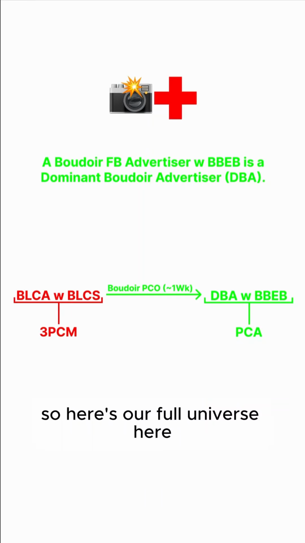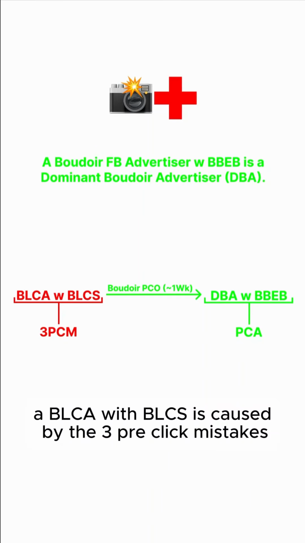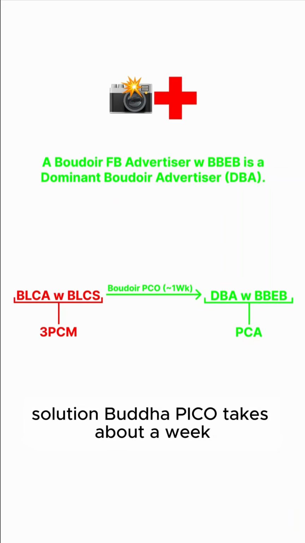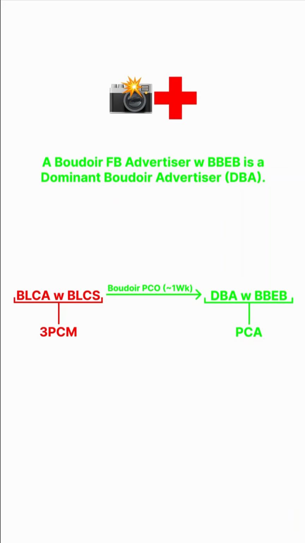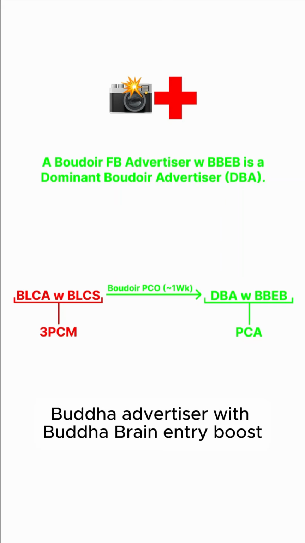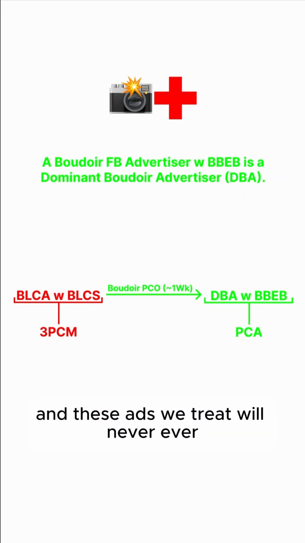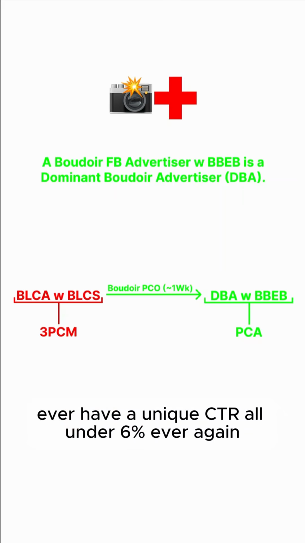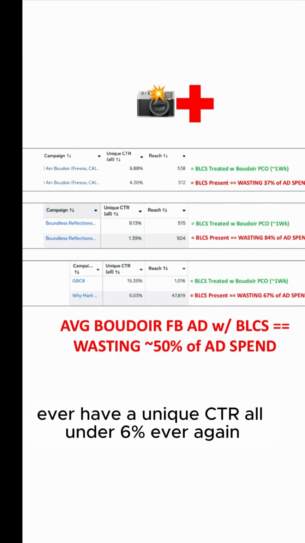So here's our full universe. A BLCA with BLCS is caused by the 3 pre-click mistakes. The solution, Boudoir Pico, takes about a week. Achieve pre-click alignment, become a dominant Boudoir advertiser with Boudoir brain entry boost. And these ads we treat will never, ever have a unique CTR under 6% ever again.